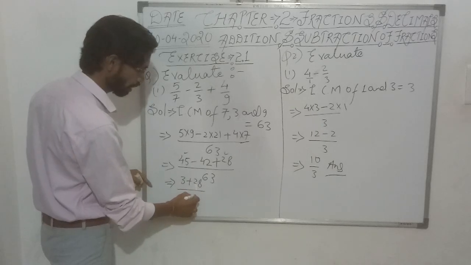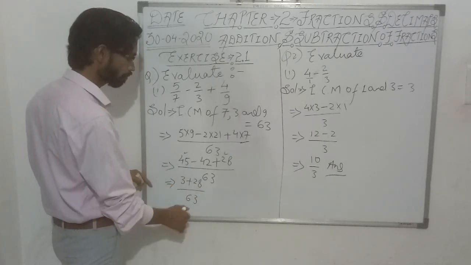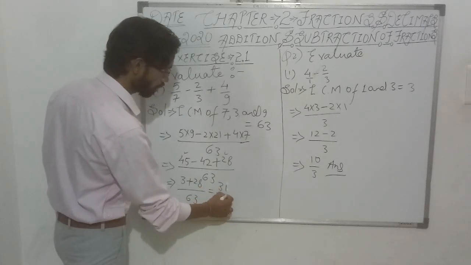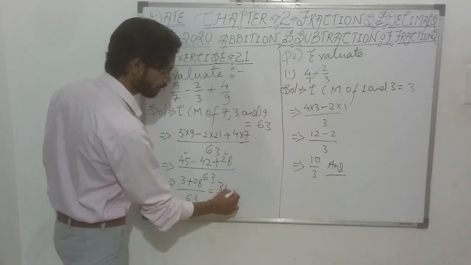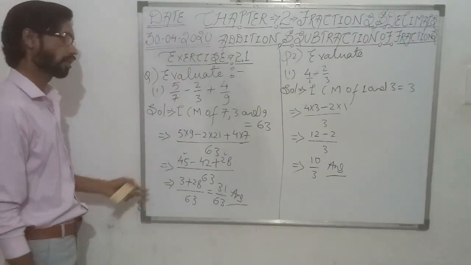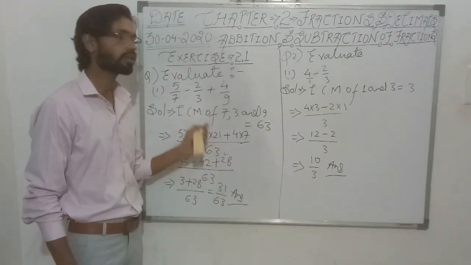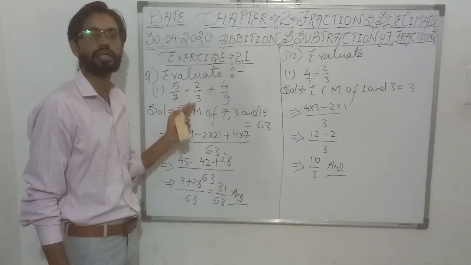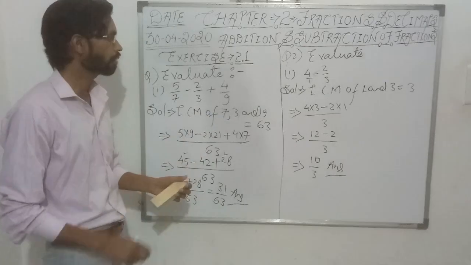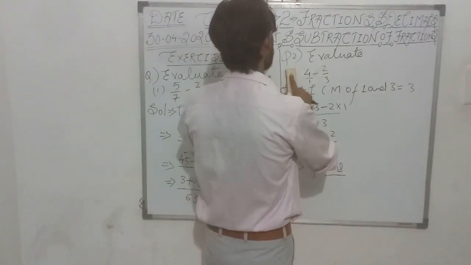Then in the next step again we will simplify, that is 3 plus 28 is equal to 31 by 63. So this is our final answer. Like this we can solve the three fractions whether they are in the plus or in the minus. Okay, so the remaining questions you can do for the homework.